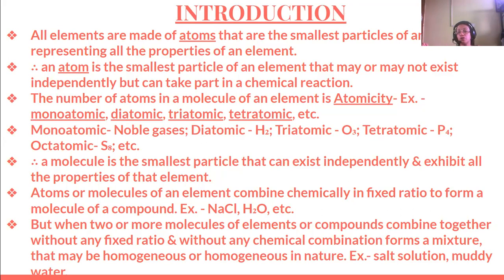Atoms or molecules of an element can combine chemically in a fixed ratio to form a molecule of a compound. When atoms or molecules of an element combine chemically in a fixed ratio, they form a pure substance, that is a compound. For example, sodium chloride or water, etc. Different types of compounds we know.